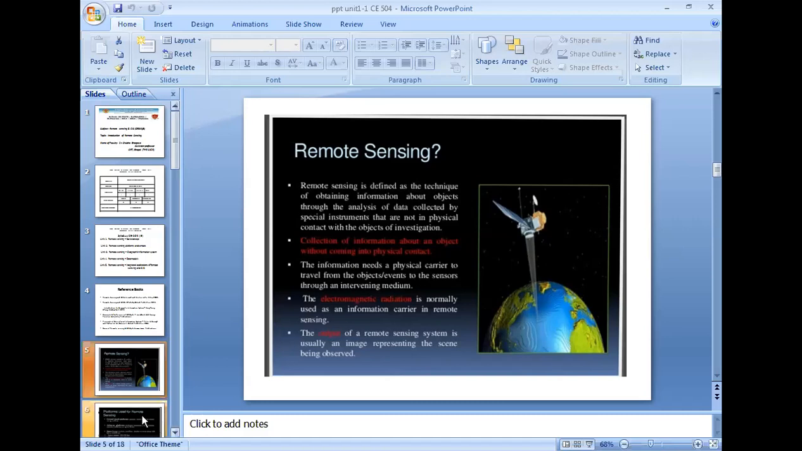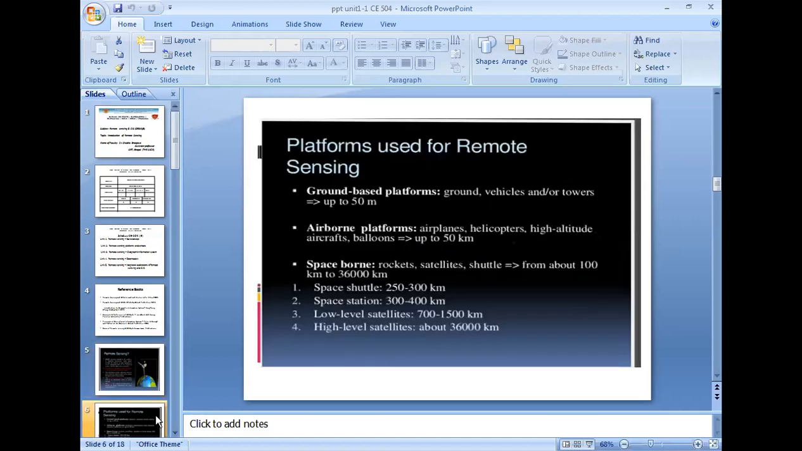Then next, what are the platforms used for remote sensing? There are mainly three types of platforms. Ground based platforms are mounted on vehicles or a tower, up to a limit of 50 meters. Airborne platforms are those mounted on aeroplanes, higher altitude aircraft and balloons.